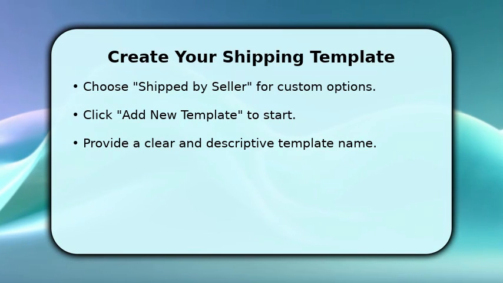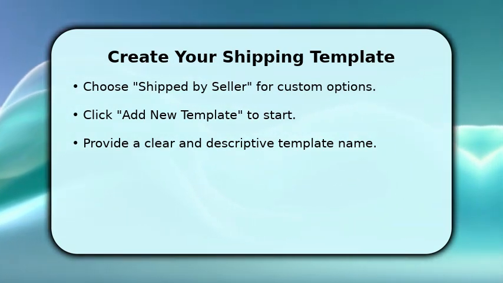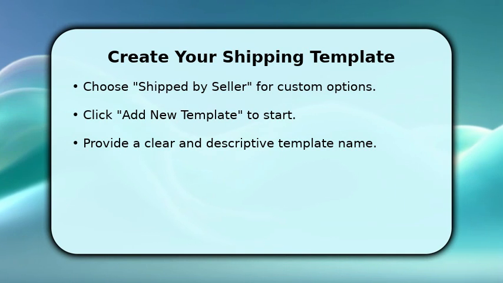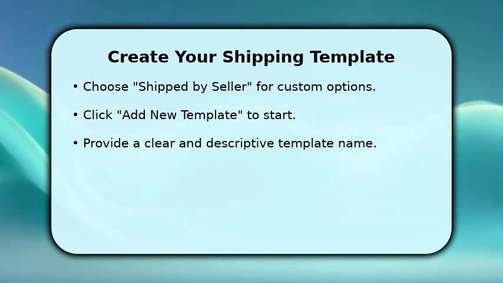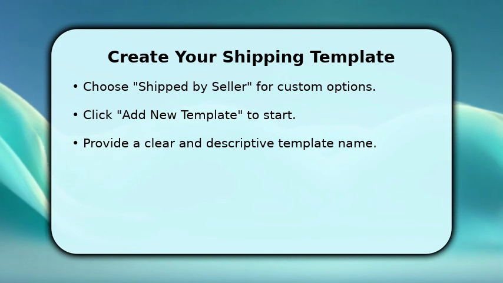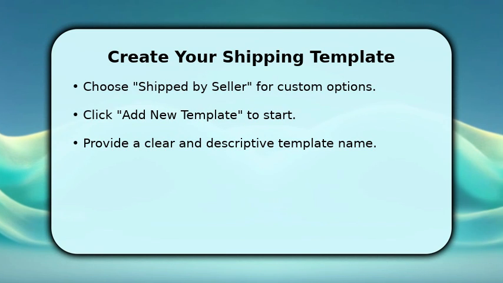Next, you will create a new shipping template. It is crucial to select the Shipped by Seller option to ensure your custom shipping rules are applied. Then, click the Add New Template button to begin configuring your settings. Give your template a clear and descriptive name, such as Standard Shipping or Express Delivery, for easy identification later.